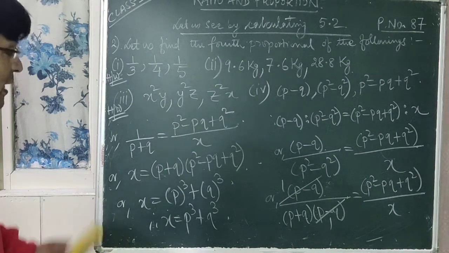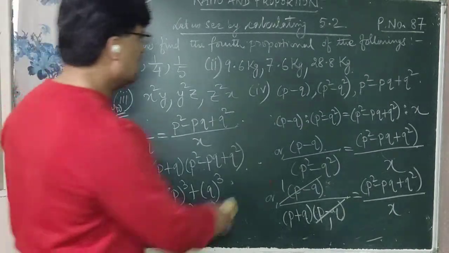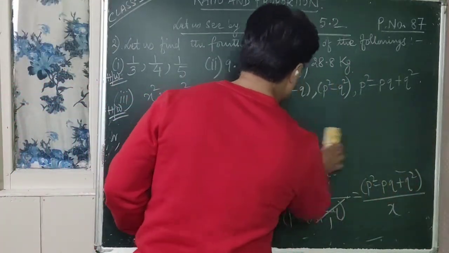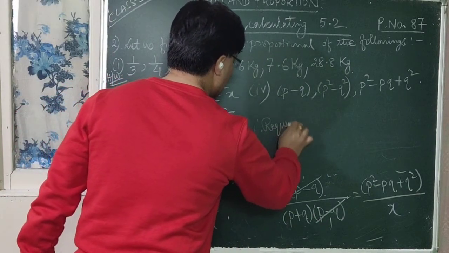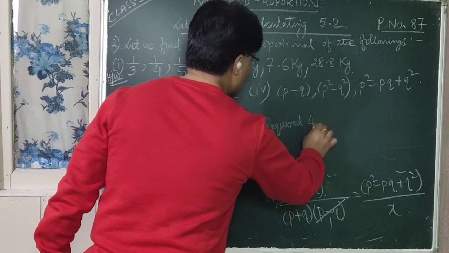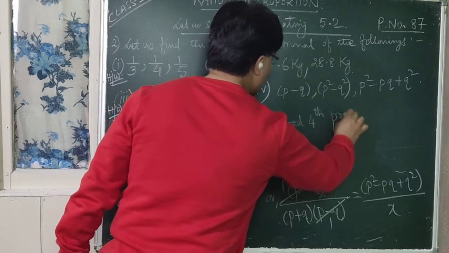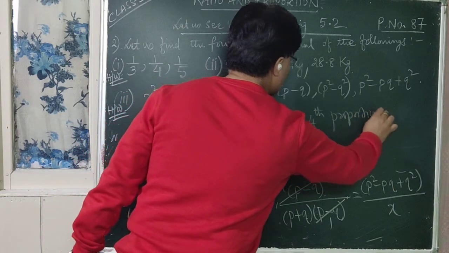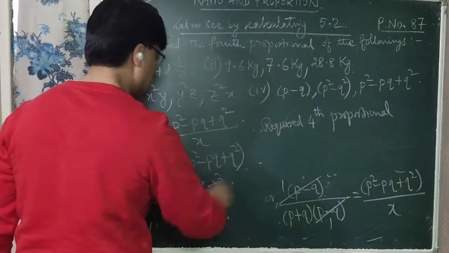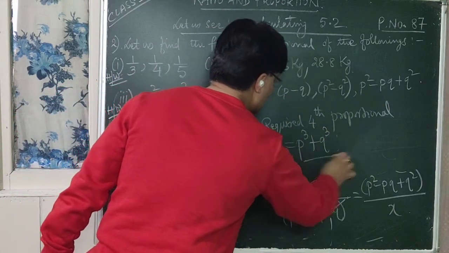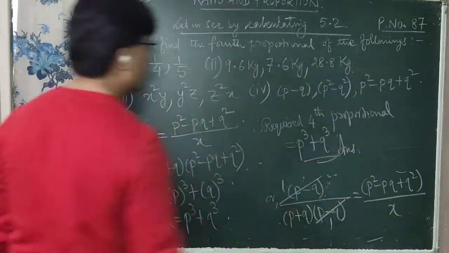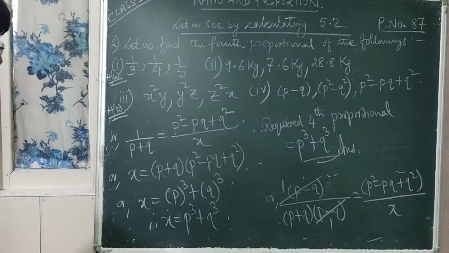So what is the required fourth proportional here? It is P cube plus Q cube, right? So therefore the required fourth proportional is equal to P cube plus Q cube. So that is your final answer.